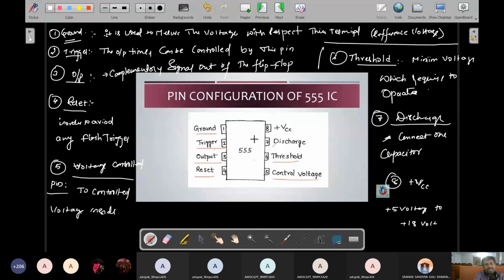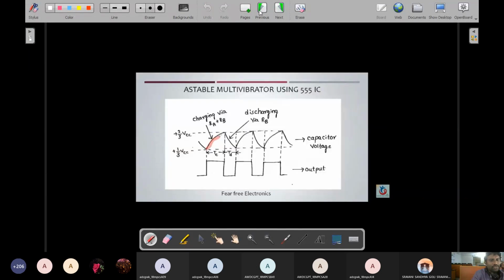And the last pin is the power supply. If the potential divider is present inside the 555 IC, we want to connect some power supply to that potential divider. So that supply is allowed around 5 volts to 18 volts. So does everybody understand or not? Please tell me.